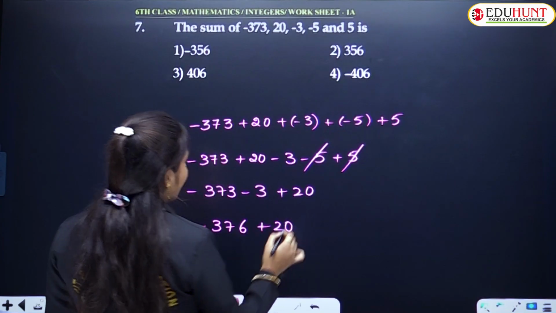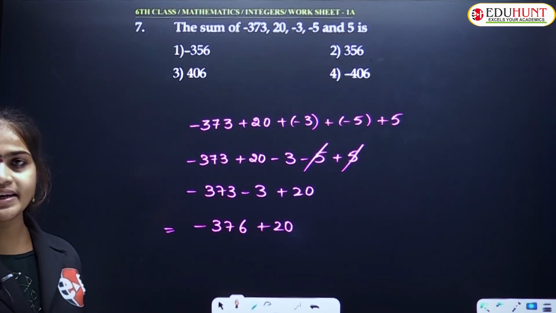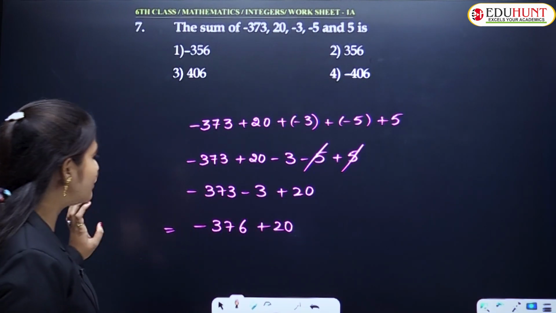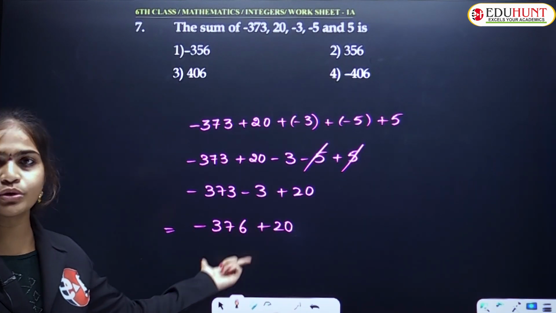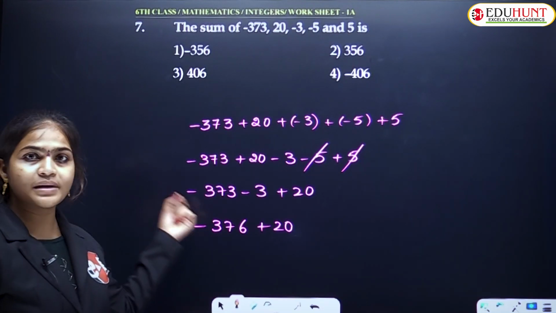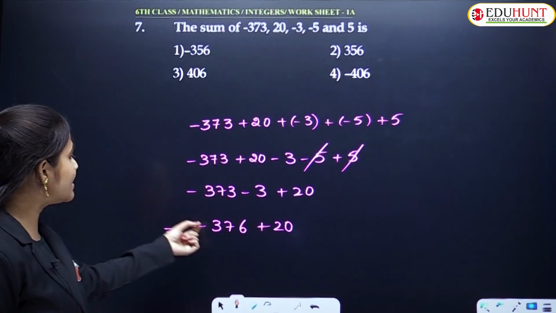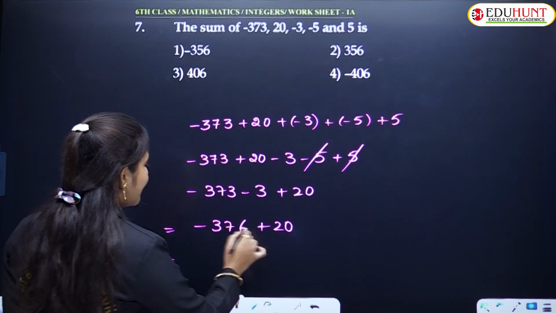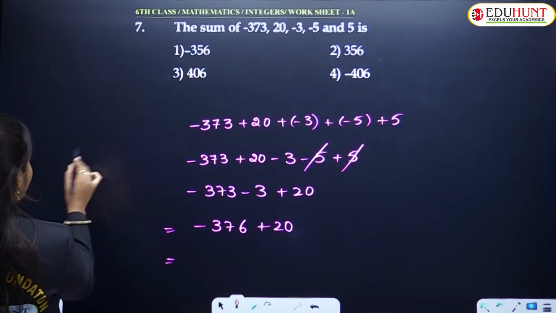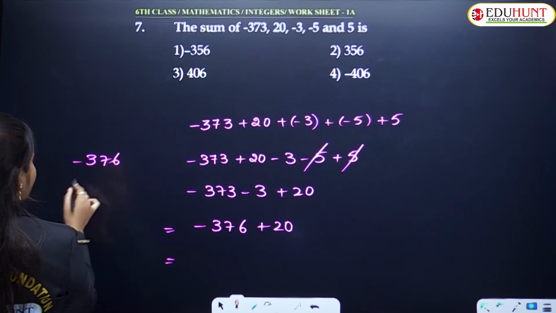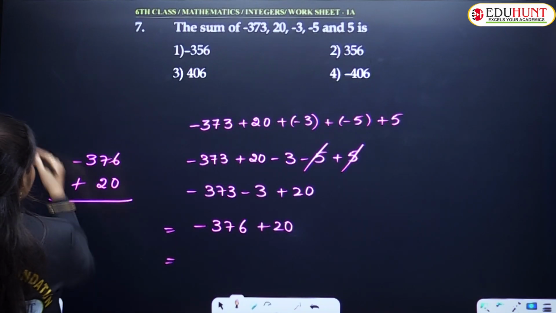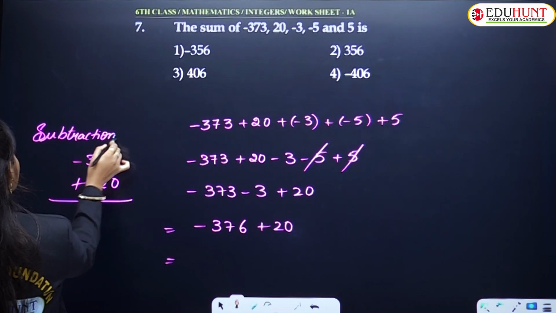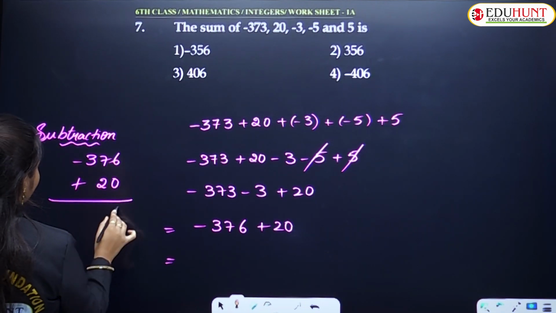Okay, plus 20. And here is the sum of one positive integer and one negative integer. While performing that, with one negative integer and one positive integer, we have to take the difference of those two numbers, and the sign of the resultant should be the sign of the greater number. Minus 376 plus 20. So here two types of signs are there, minus 376 and plus 20. That's why you have to go for subtraction. For this kind of question, you have to go for subtraction. 6 minus 0 is 6.